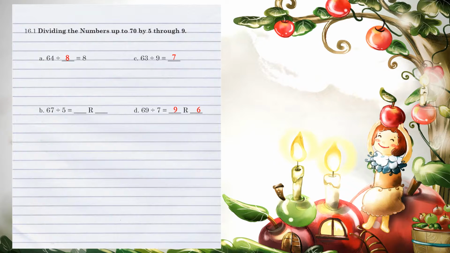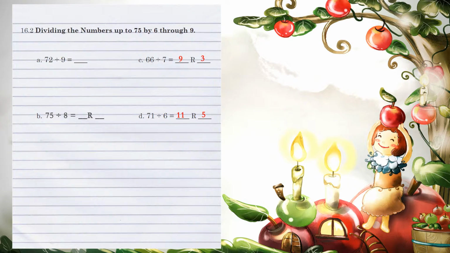Example B. 67 divided by 5 equals what? Well, there's not a number that you can multiply by that's going to equal exactly 67. But we need to look at what number is going to be closest without going over. Well, 12 times 5 is 60. Well, we have a remainder of 7, and we don't want to have a remainder higher than 5. So that means that 13 times 5 is going to be 65. And then we will have a remainder of 2.